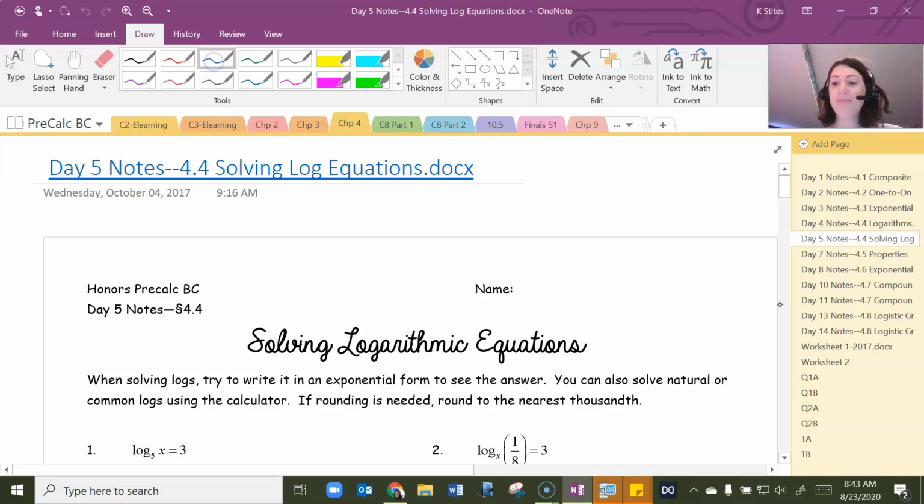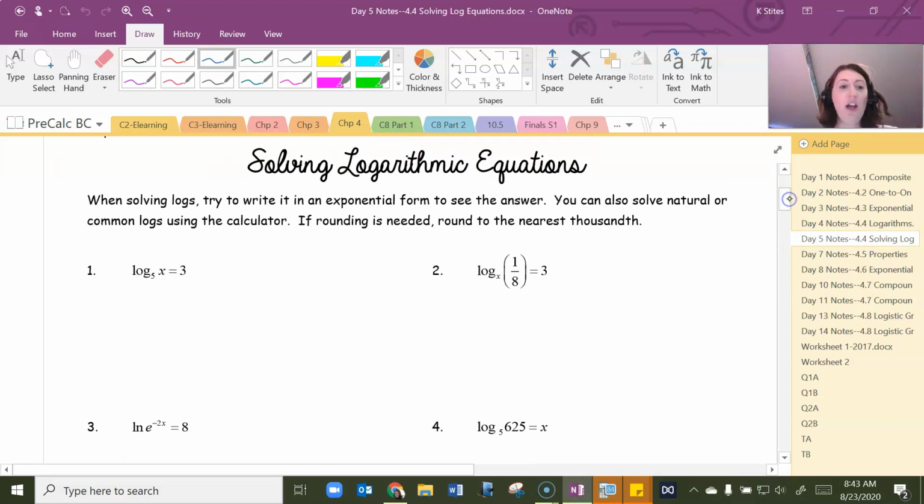All right, so for example, number 1, we are in log form, and again, what the directions said, I really prefer to move these to exponential form to help solve. So I'll do my little loop here, and I have 5 to the third equals x, which is just 125.